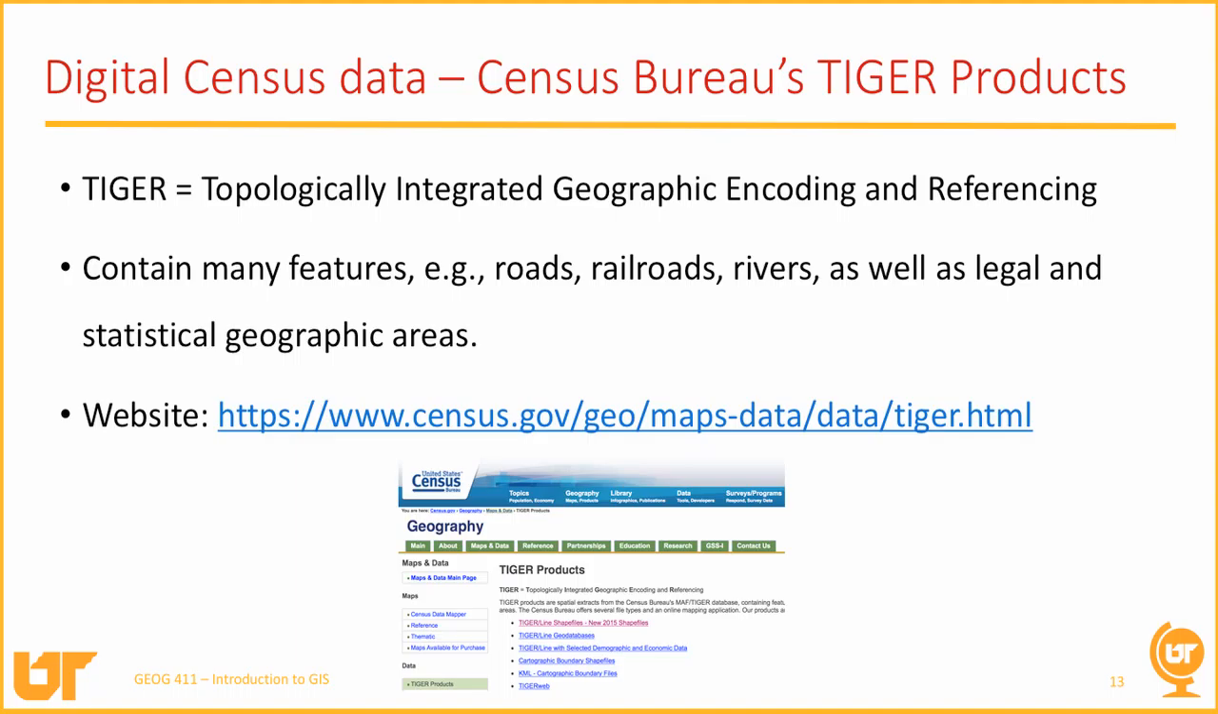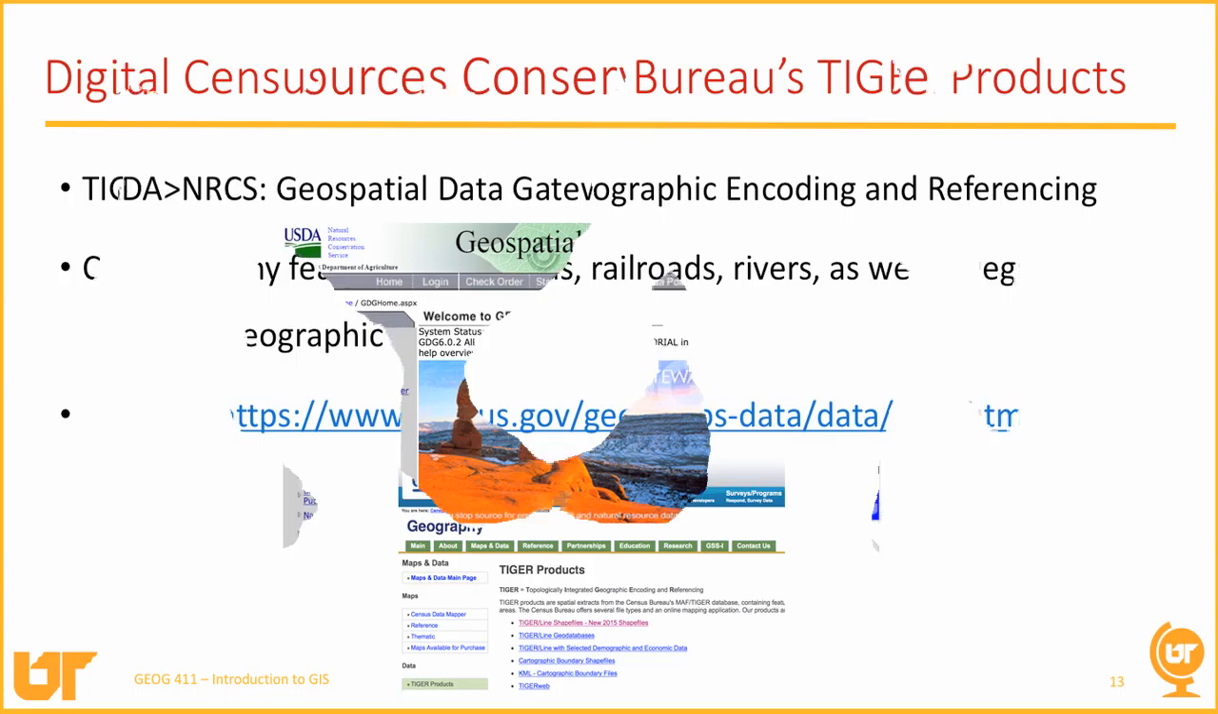The Census Bureau offers several file types and an online mapping application. They include the TIGER/Line shapefiles, the TIGER/Line geodatabases, and the TIGER/Line with selected demographic and economic data. Also, the cartographic boundary shapefiles, the KML cartographic boundary files, and the TIGERweb.